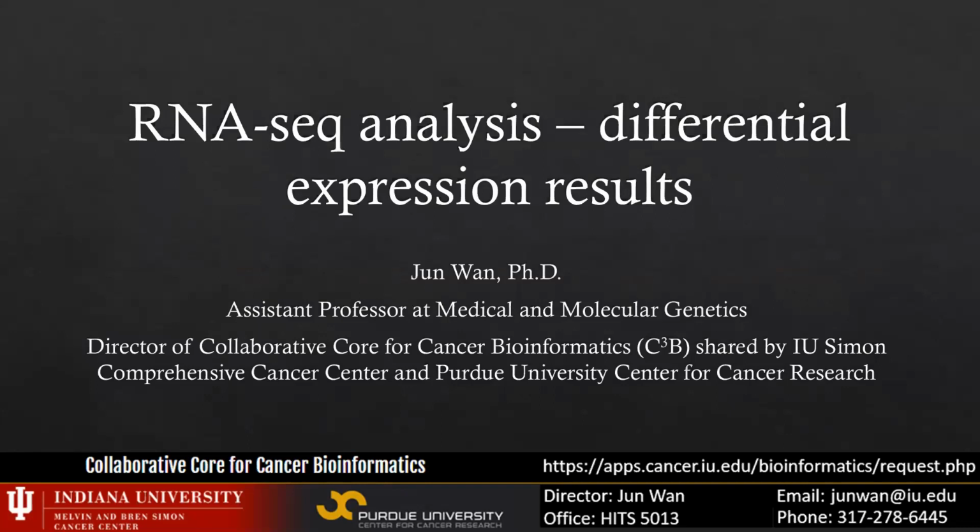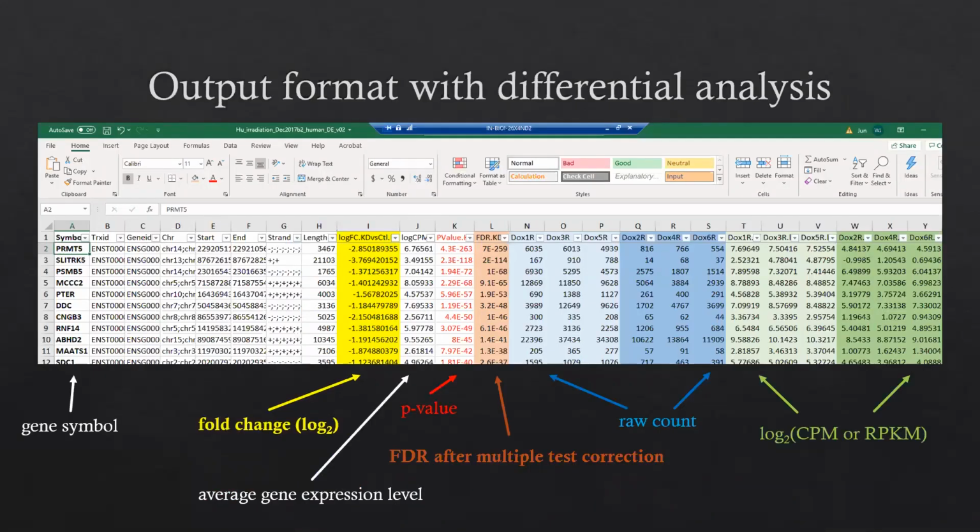Now we are going through the final part of Module 2 RNAseq analysis, and we are showing the result of differential expression. Here is a standard output format after differential analysis from the C3B core, and I believe it's pretty similar to what the bioinformatics core provides as well. The output is one Excel file. From this one, you can see much information already included in the file.